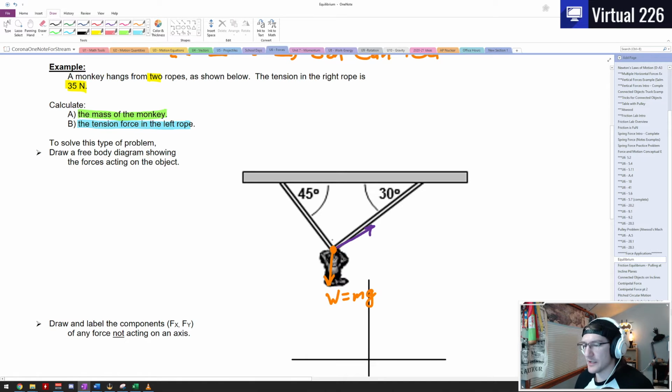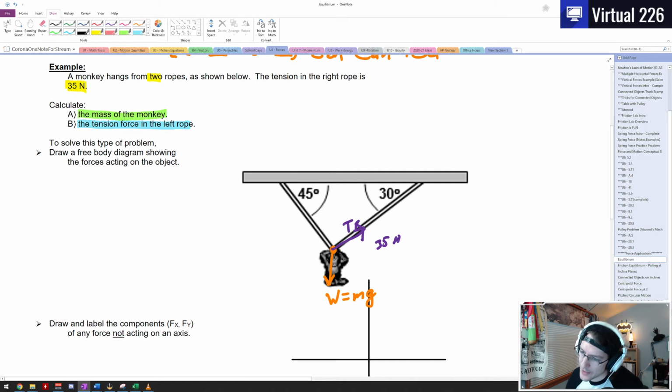So this tension is pulling up on the monkey, up and to the right, and we know that tension's actually 35 newtons here. And don't forget, this tension's actually equal and opposite. It's technically pulling on the wall in the same amount backwards, okay? But we're really not worried about the wall right now, so we'll only draw this purple line going up, acting as the rope. So that's our tension from the rope on the right. We'll call that TR, tension on the right.